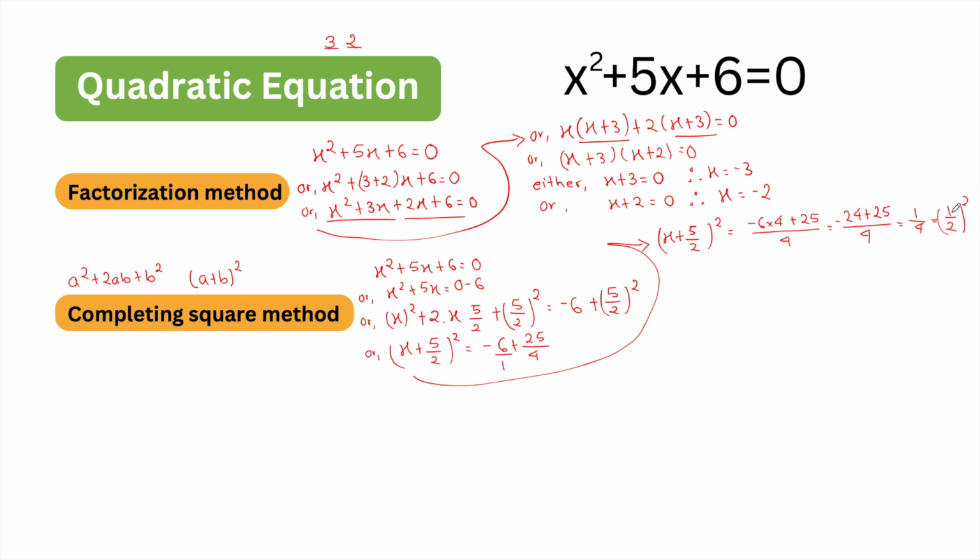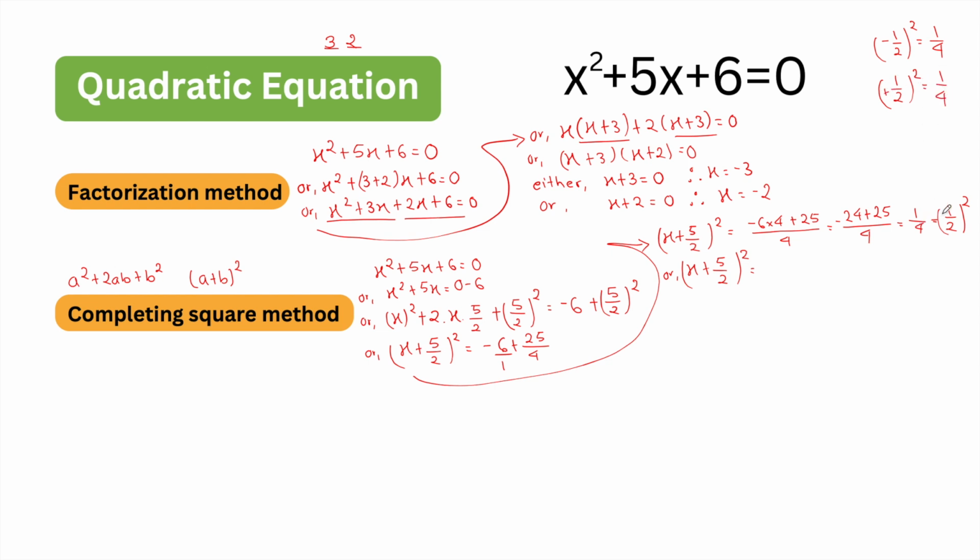You got it? So (x plus 5 upon 2) whole square is equal to 1 by 4. Let me just explain that minus 1 by 2 whole square is equal to 1 by 4, and 1 by 2 whole square is equal to 1 by 4 as well.